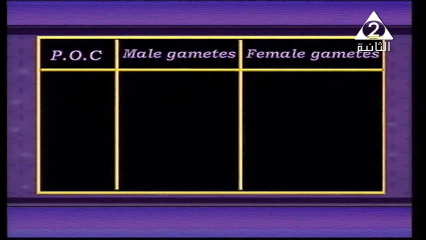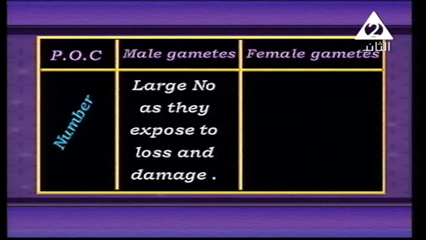We have about five points to compare between male and female gametes. Number one, the number of each of them. A male gamete is produced in a large number as they are exposed to loss and damage. We're going to discuss it when we start the illustration of reproduction in plants and also in humans. While female gametes are just few, maybe just one ovum, while male gametes number thousands and sometimes millions.